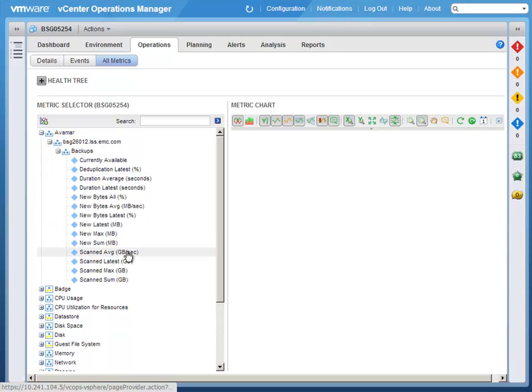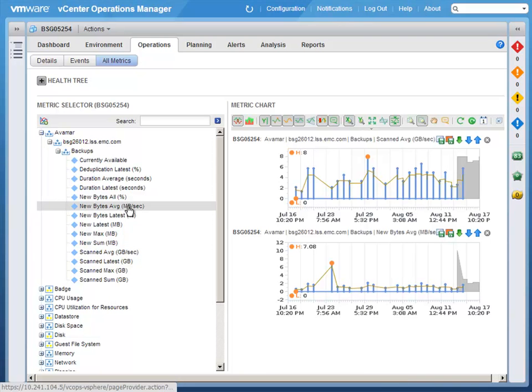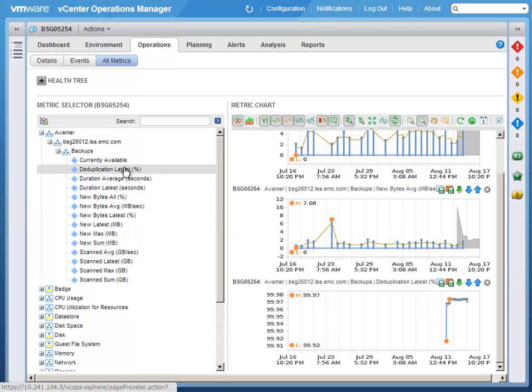The next piece we're showing here are the metrics. Notice how we have a lot of Avamar metrics that are all alongside the virtual machine metrics that already exist in vCenter Operations. So the first two that we're looking at here would be the scanned or protected gigabytes along with the new bytes in megabytes. So as we scan somewhere around 6 gigabytes a second, we're actually protecting only about 2 megabytes, and that represents the deduplicated space that the backup grid is actually going to store.